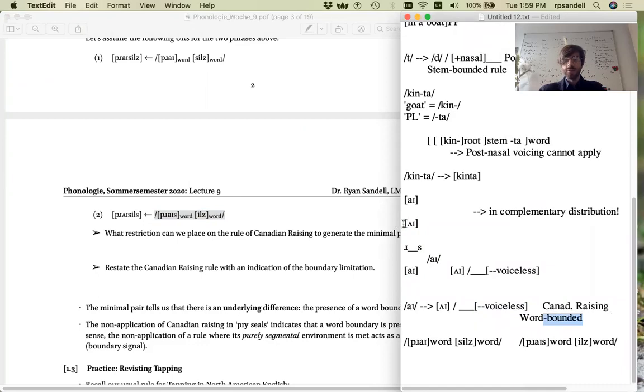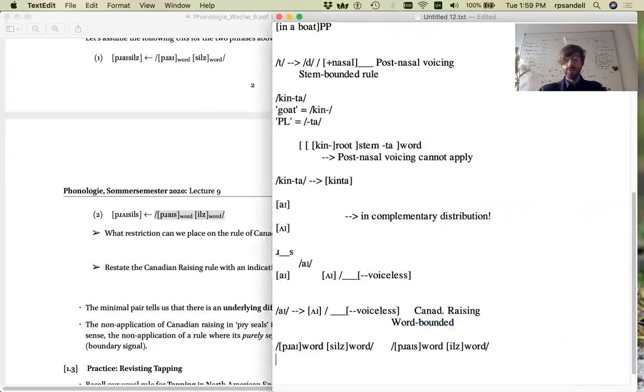Given that the raising rule, the Canadian raising rule, is word bounded, if it just scans the segmental context, it sees that [aɪ] is followed by a voiceless segment, a voiceless [s], but they are not contained within the same word, and therefore Canadian raising is unable to apply.